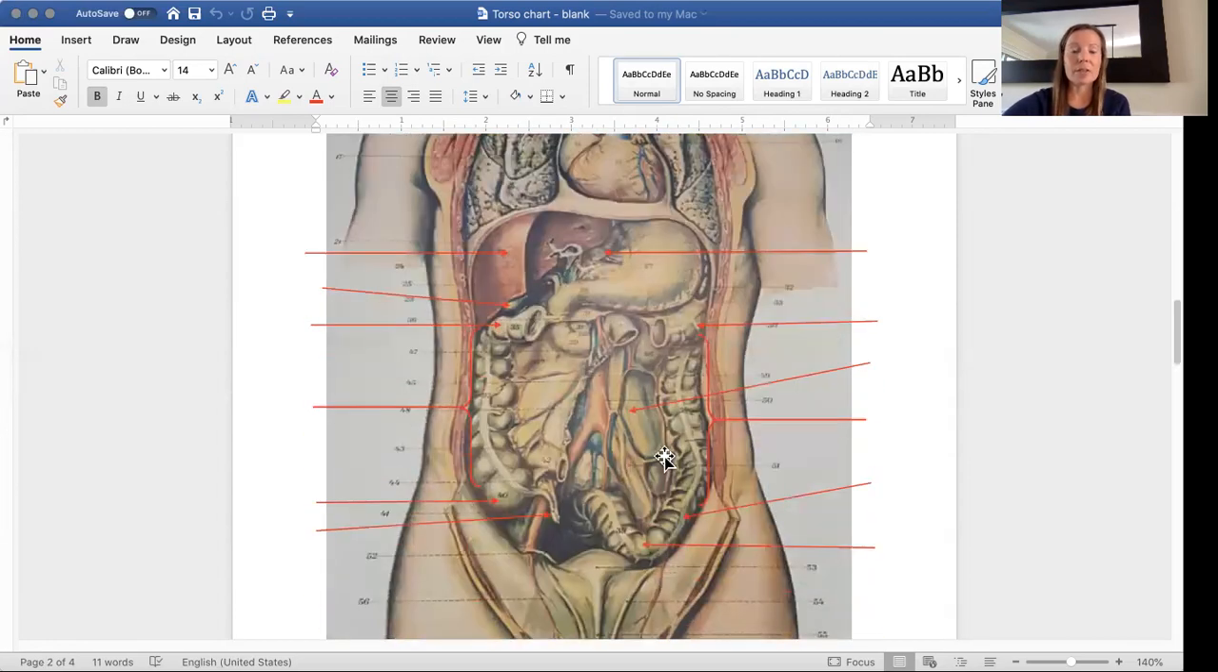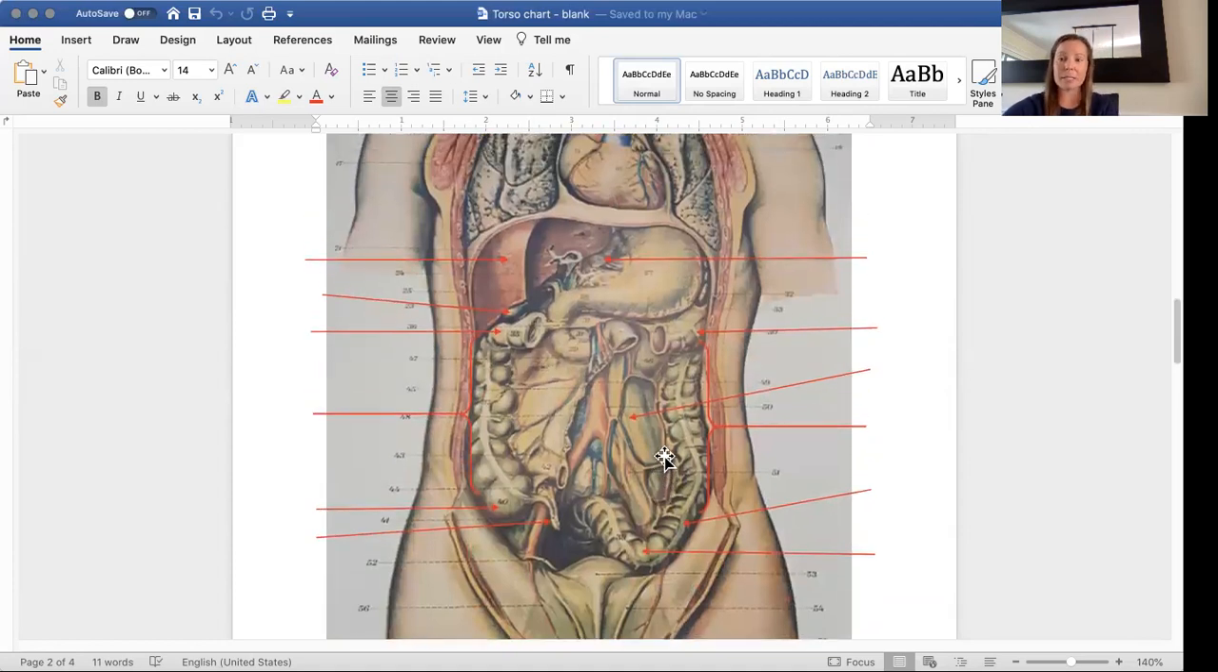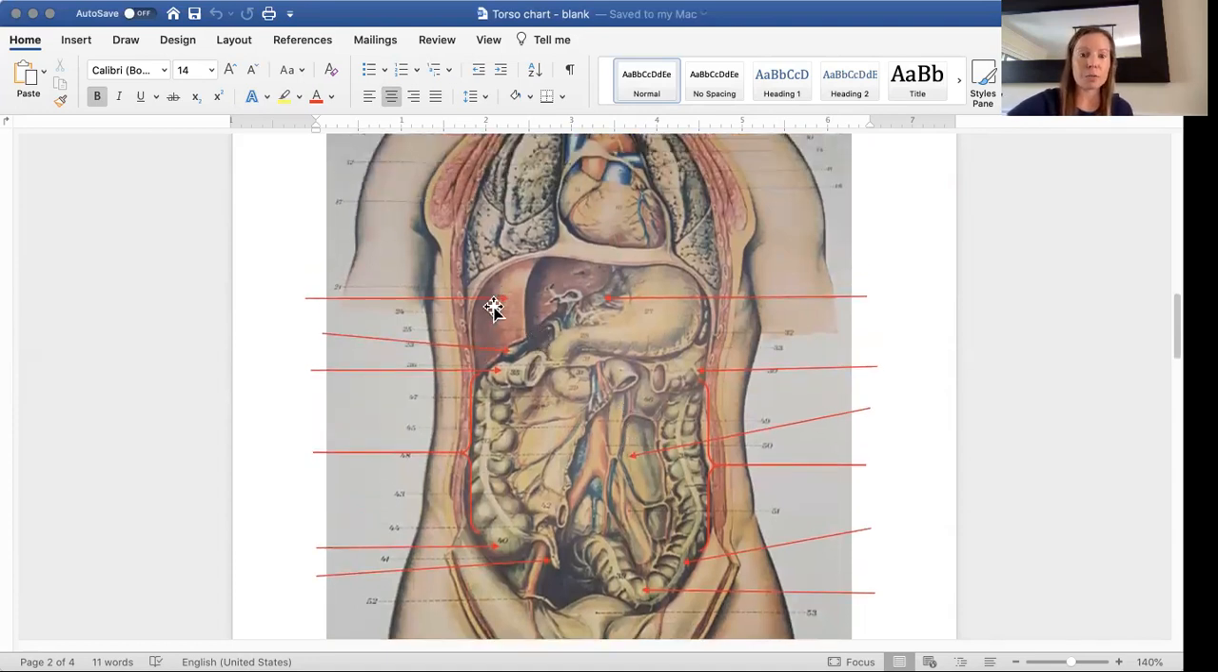Here is the next view of the torso. So here you can see a little bit deeper into the body. You can see the liver, the right lobe of the liver, left lobe of the liver. Here's the gallbladder in green. This is the membrane that connects the liver to the stomach, which is pictured here. It's called the lesser omentum.